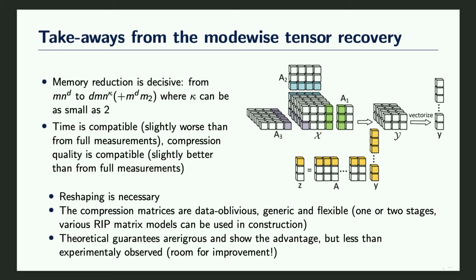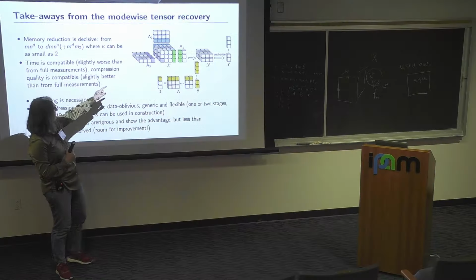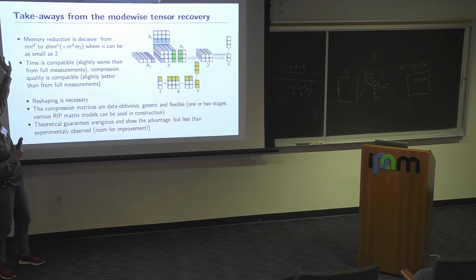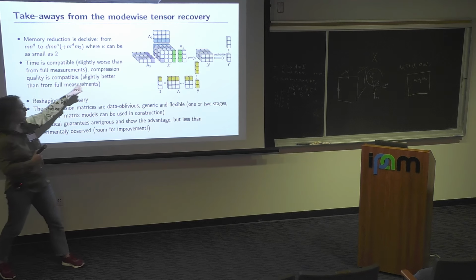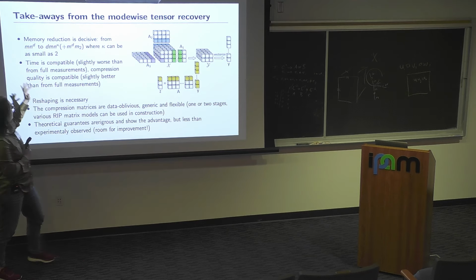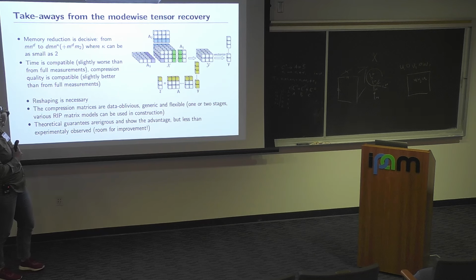And I think this doesn't affect the CP rank or higher order SVD rank. This statement that you do need to reshape if you want that is true for CP rank and for higher order SVD rank. However, even with this reshaping, you can do very significant memory reduction because your individual matrices are much smaller. And you have compatible time and compatible performance, and it's even better. And the compression matrices are data-oblivious, generic, and flexible. So we have a theoretical guarantee.